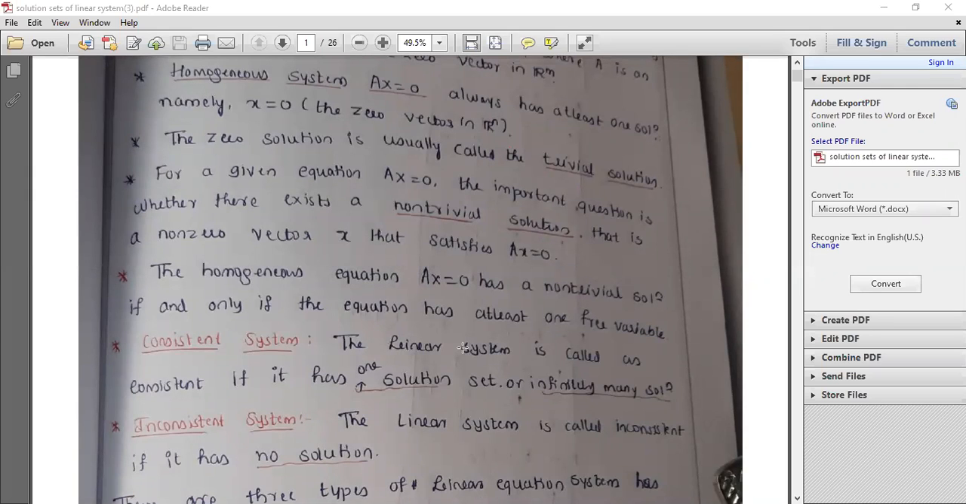based on the solution only. If a system is having a solution, whether it is a single solution or infinitely many solutions, then we say that the system is consistent. The system is called consistent if it has at least one solution, minimum one solution, or it may be having infinitely many solutions. Then the system will be called a consistent system. If the linear system has no solution, then it is called an inconsistent system.